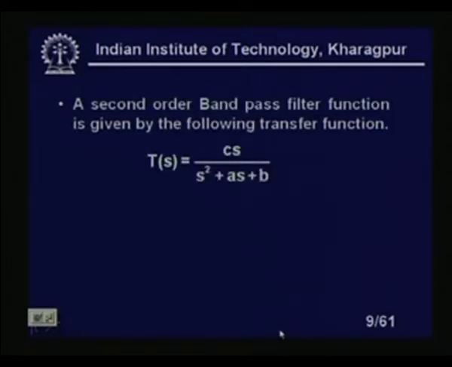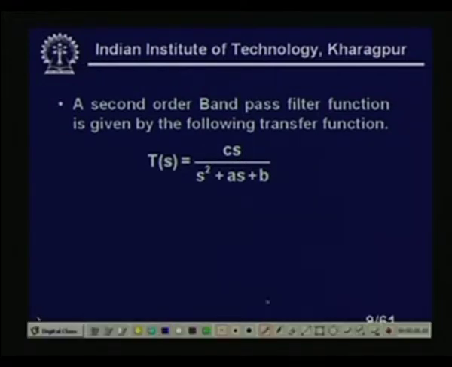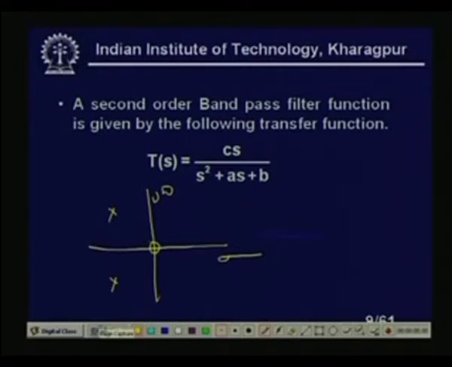A second order band pass filter function is given by the following transfer function, which is given by C s upon s square plus a s plus b, right. Now, in this case the pole zero pattern will look like this in the sigma j omega plane, right. So, we have complex conjugate poles and one zero at the origin, clear. This is the pole zero pattern of a second order band pass filter, clear.